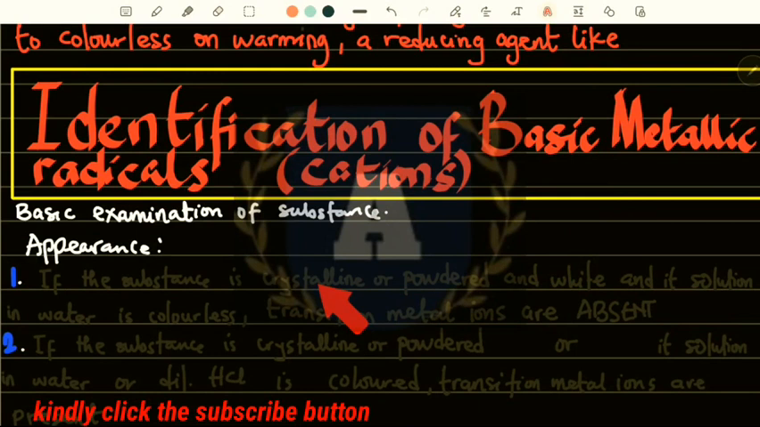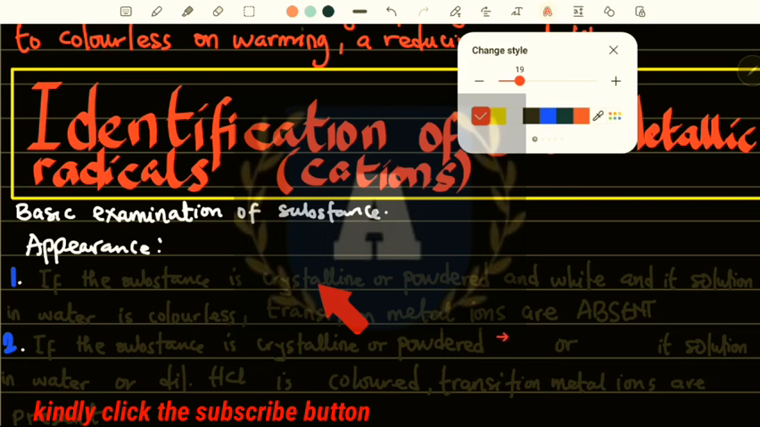So on the identification of basic metallic radicals, that is the cations, what do we observe, or what reagent do we use in observing?